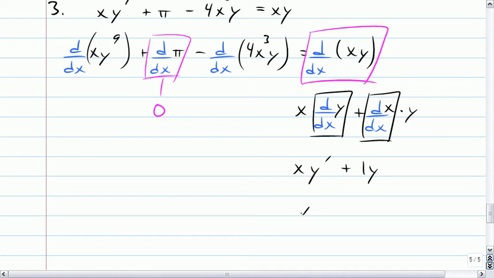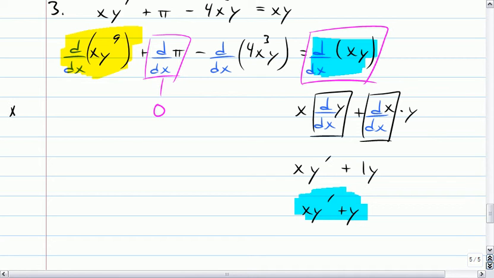So this is xy prime plus y. And that's going to go... So this is this. So we've got a couple more to do. Let's say you got this yellow one. What rule do we need? Product. Yeah, and there's some chain rule going on here.